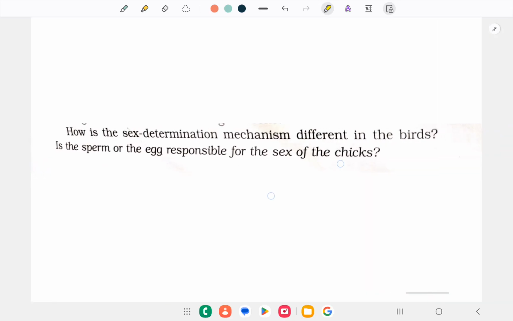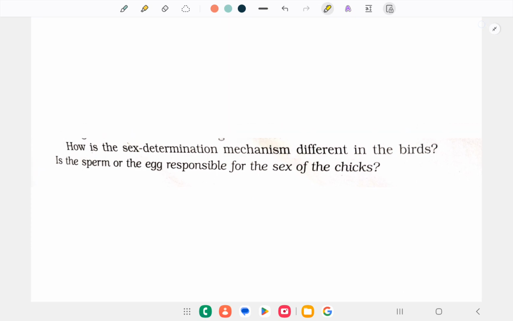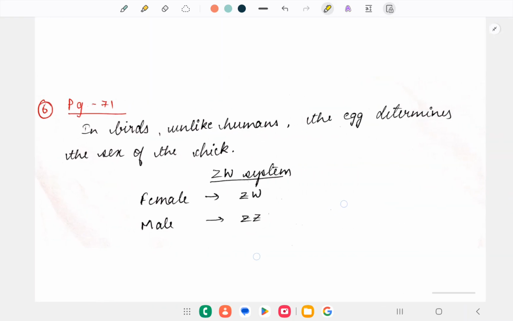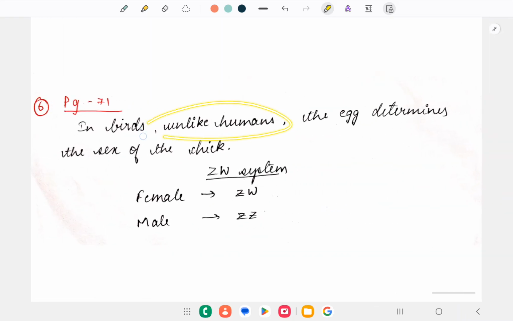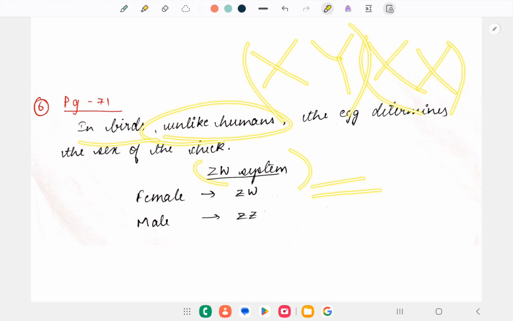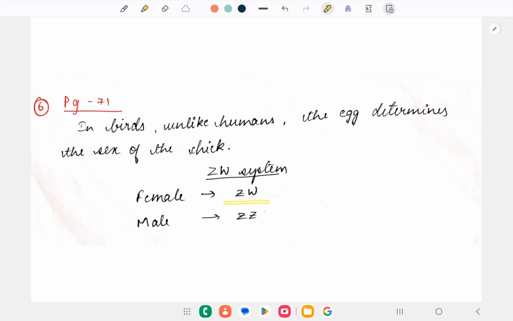Moving to the next question, which is on page number 71, that is, how is the sex determination mechanism different in birds? Is the sperm or the egg responsible for the gender of the chicks? Here we can observe that in humans we have the XY and XX kind of chromosomes, but in birds we find the ZW system. So in the female we find ZW, while in the male we find ZZ. So it is quite opposite to what happens in humans, where the male possesses X and Y while the female possesses X and X.